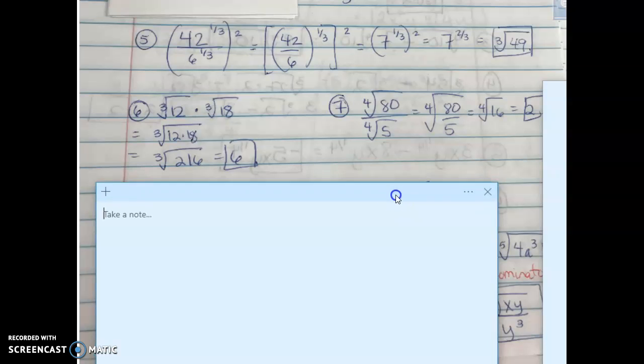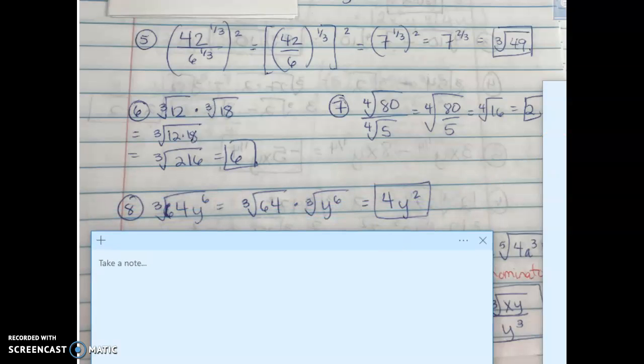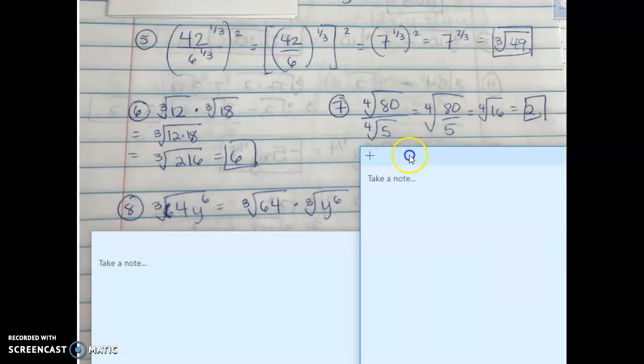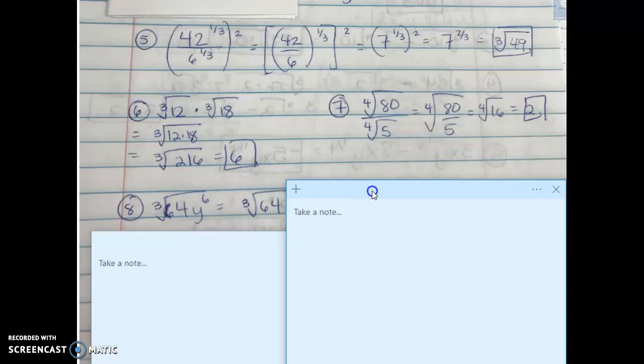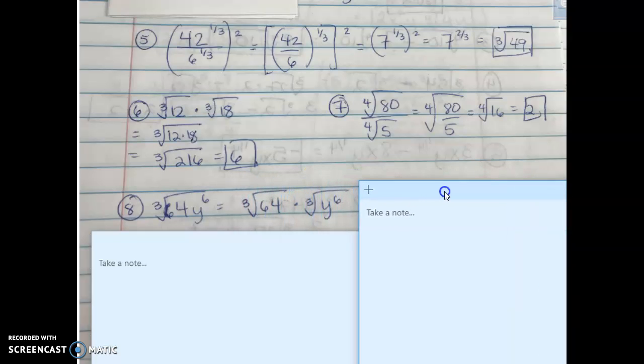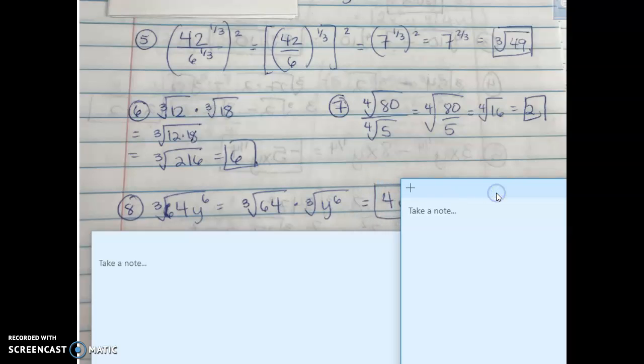Now for number 8, we have the cube root of 64 times y to the 6. One of your rules of radicals says that you can take this cube root and put it on the 64 separately from the y to the 6. So if you have the cube root of 64 times the cube root of y to the 6. Now the cube root of 64 is easy, that's just 4.